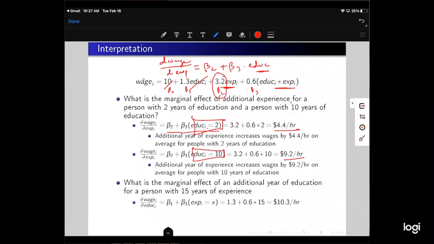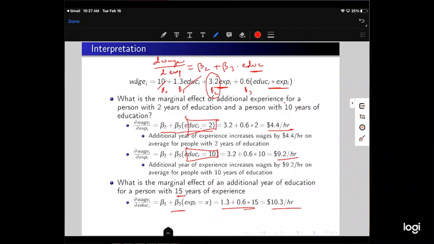Okay, what's the marginal effect of an additional year of education for a person with 15 years of experience? So now we're going to take the derivative of our equation with respect to education instead of experience. So we get 1.3, or beta 1 plus beta 3 times experience, and in this case experience is equal to 15, and so we just plug those values into this expression, and we get $10.30 an hour. So an additional year of education for a person with 15 years of experience increases wages by $10.30 an hour.